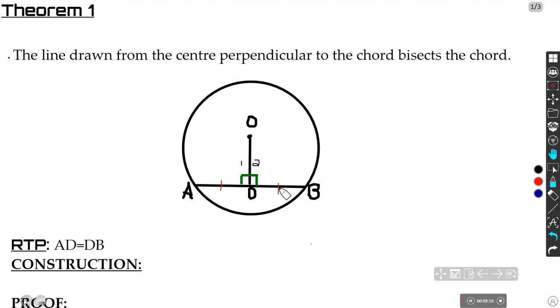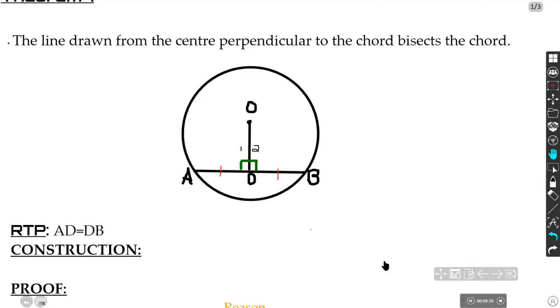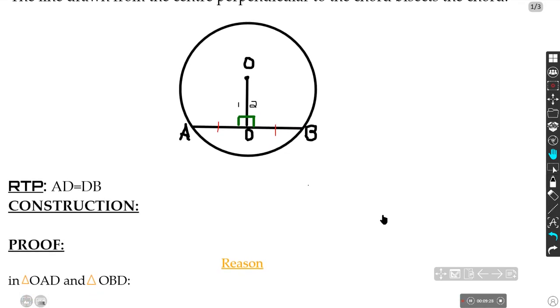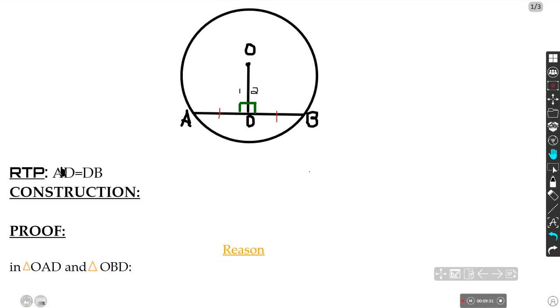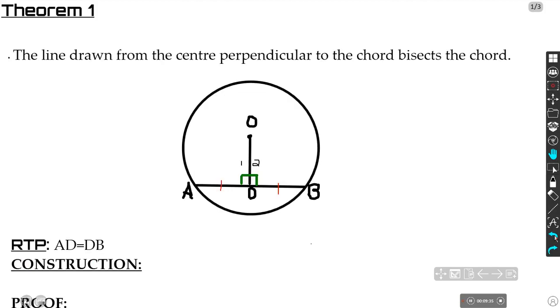And then now we are required to prove this theorem. We are required to prove that AD is equal to DB. Let us look at our AD. We are required to prove that this side is equal to that side.